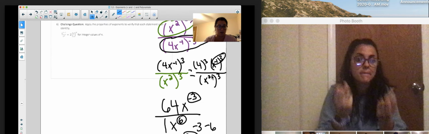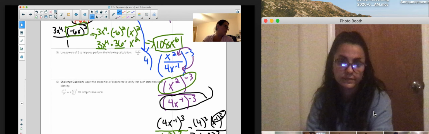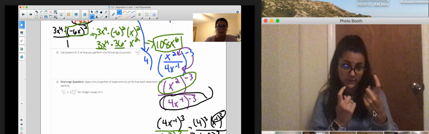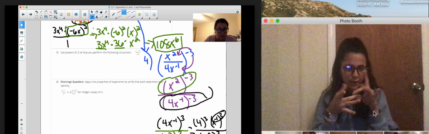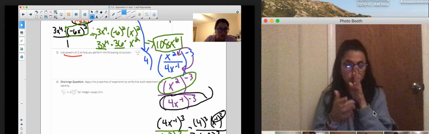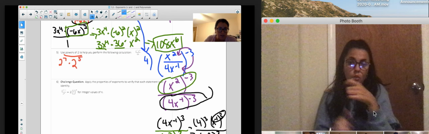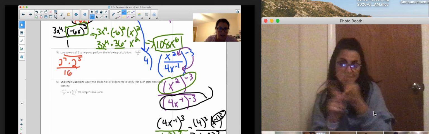All right, so I'm going to do one more question with you guys. And this relates to what I talked about at the end of yesterday's lesson, using powers of 2. So we have 2 to the 7th times 2 to the 5th over 16. So we want to rewrite 16 as a power of 2.